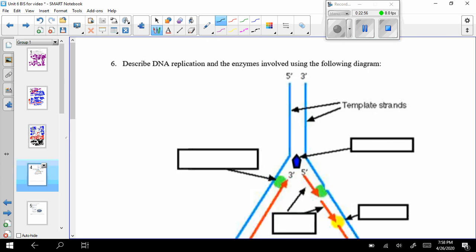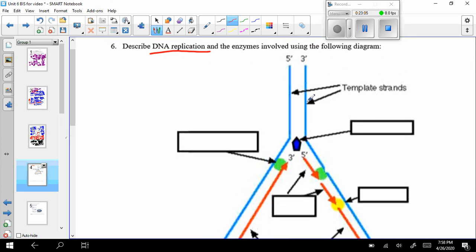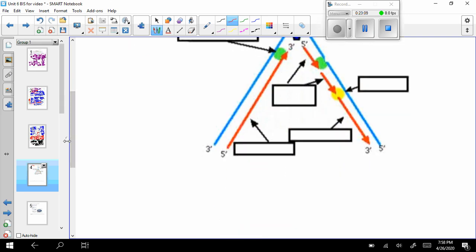All right, moving on. Describe DNA replication and the enzymes involved using the following diagram. All right, so here is my 5' to 3' DNA. And so I want to look at it. Okay, so first of all, this is my replication fork.